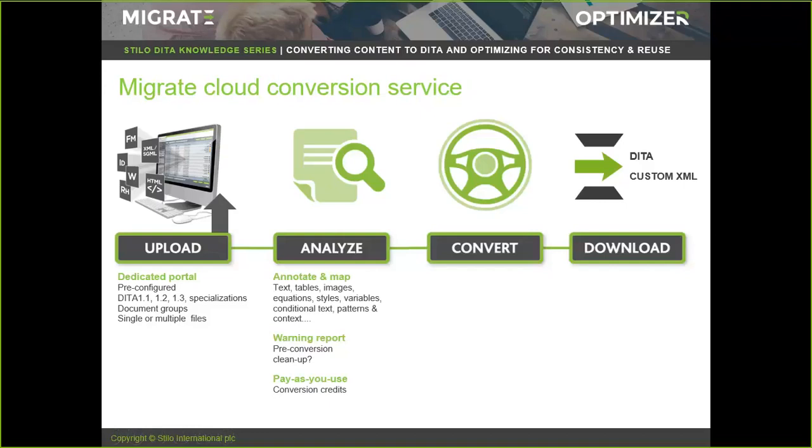We would basically do a character count, and we operate with something called conversion credits. One conversion credit processes 1,000 characters, which in FrameMaker might be a page, in Word it might be a page, that sort of thing. And we operate on a pay-as-you-use basis. So you buy conversion credits, preload your conversion portal with that, and then you're good to go.